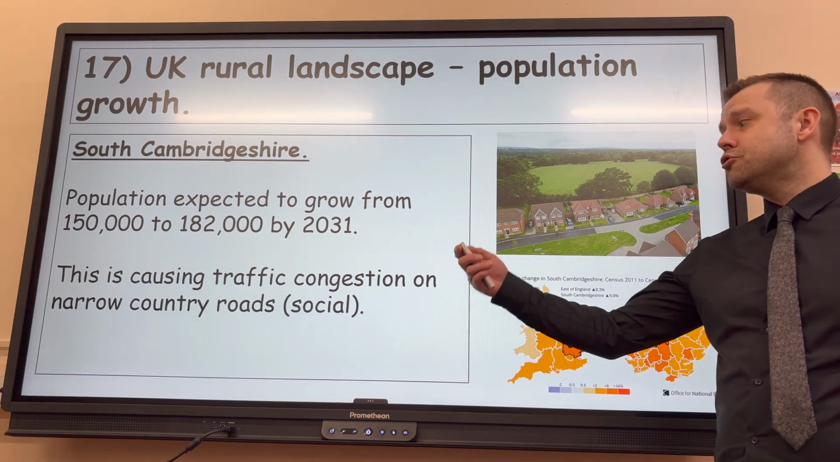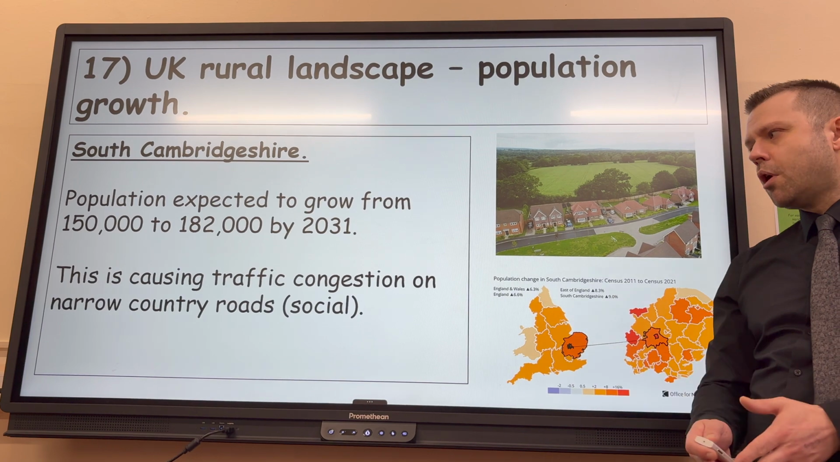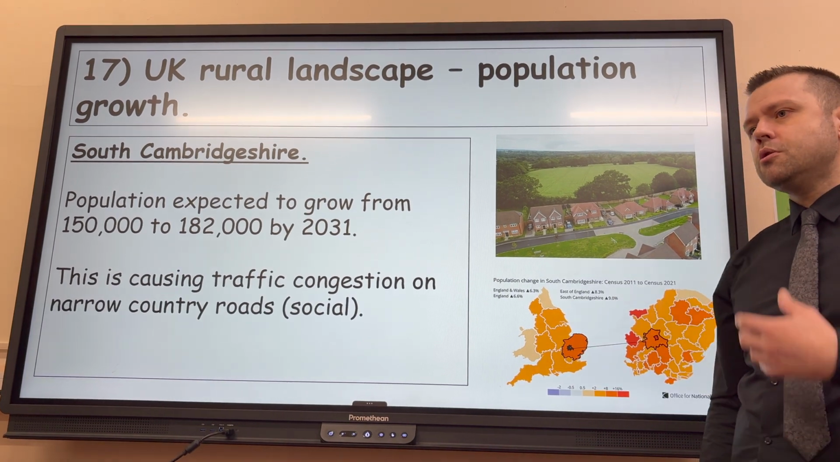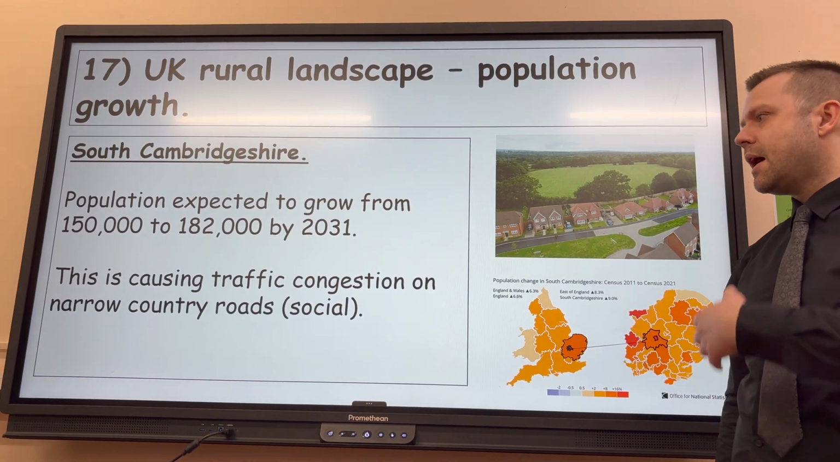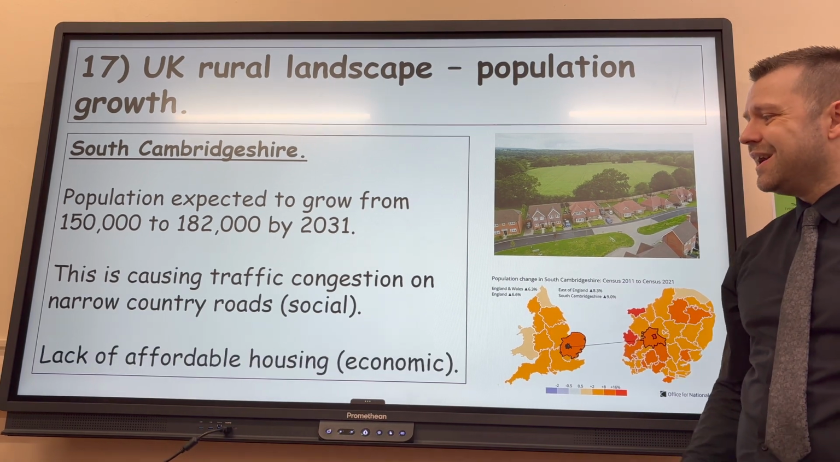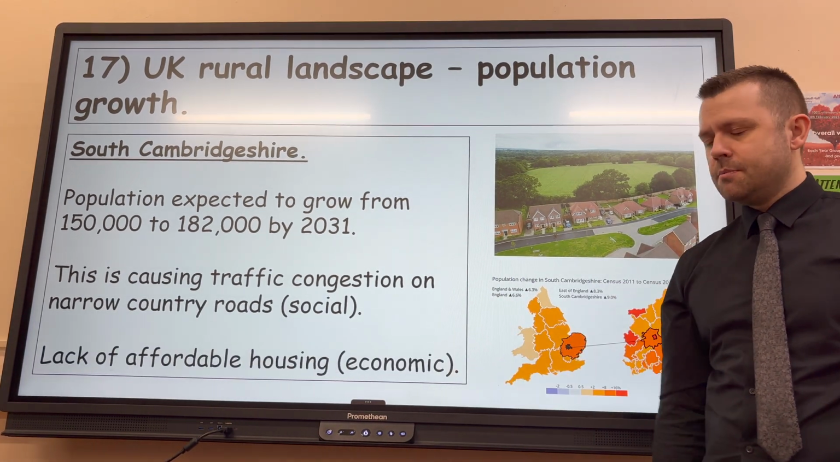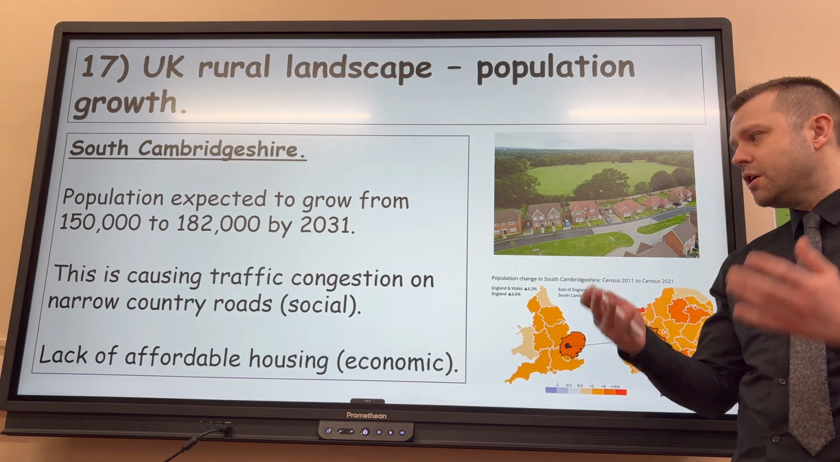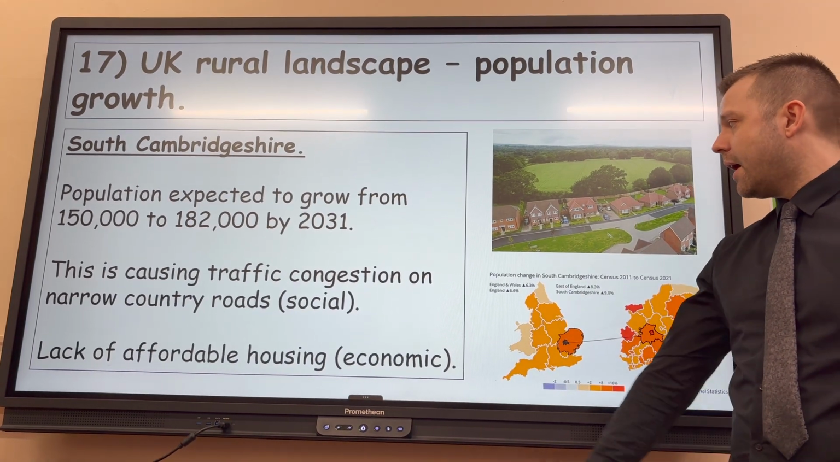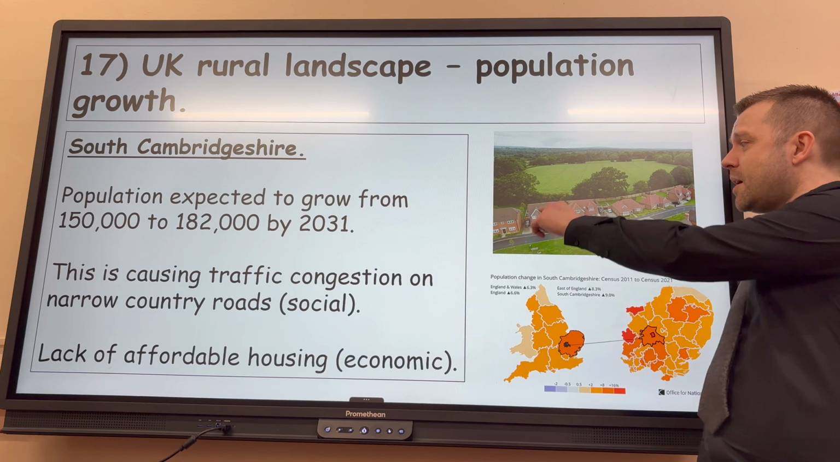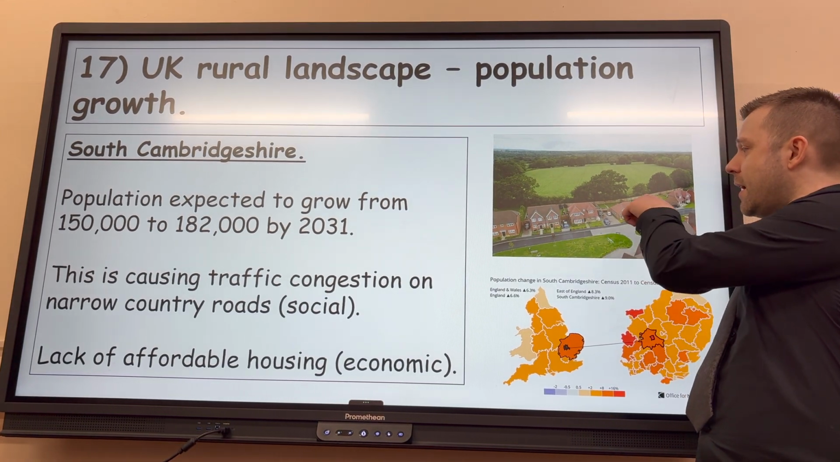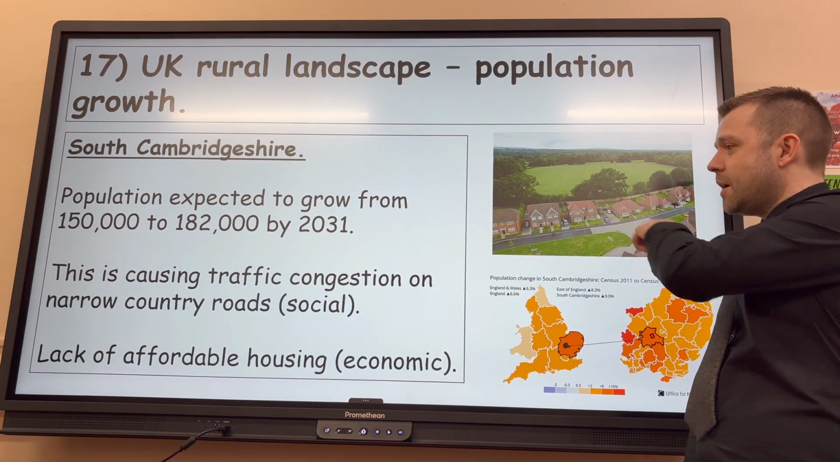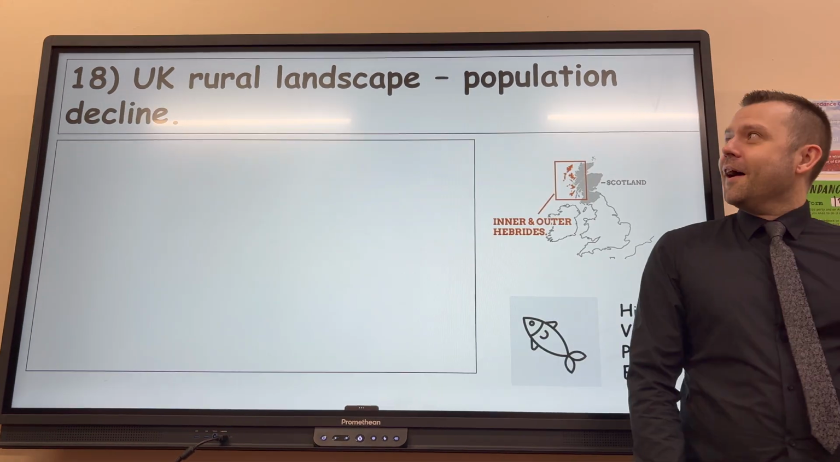Now, this is causing traffic congestion due to the country roads being narrow, which is a social issue because people are breathing in dirty air or they're having to spend longer in traffic. And also, due to the increase in population, property prices are rising and there's a lack of affordable housing for people. Imagine you live there with your mum and dad, you want to buy a house down the road so you can have your family and be close to your parents, you can't afford it.